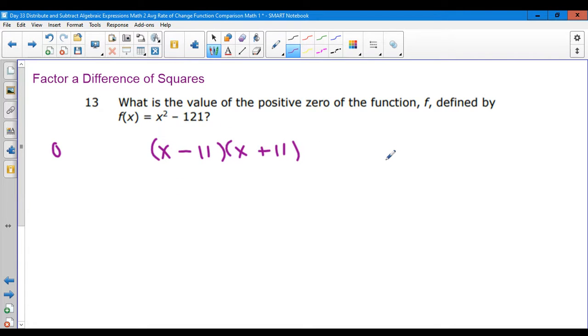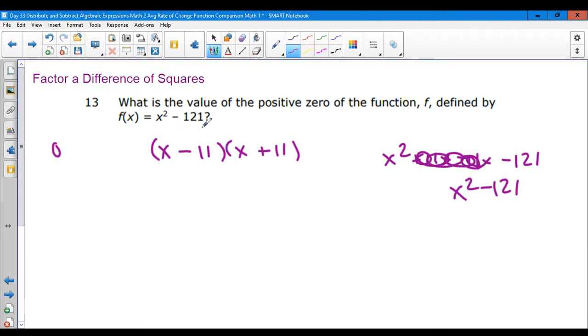You get x squared plus 11x minus 11x minus 121. These disappear and you're left with x squared minus 121.